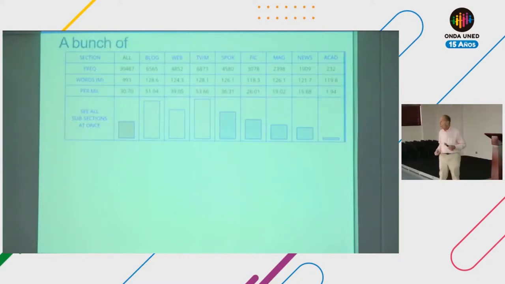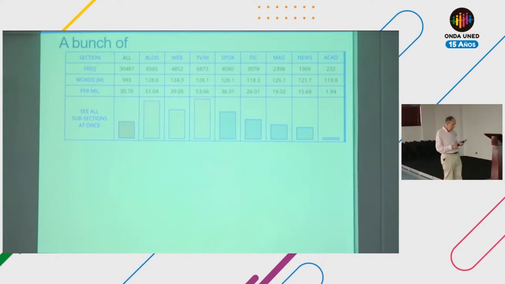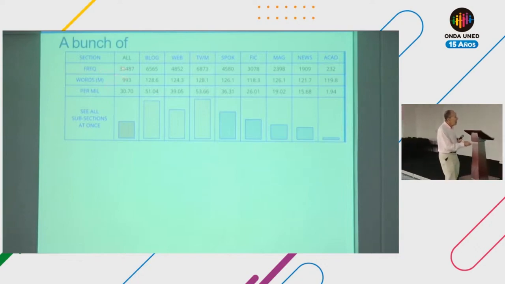And this tells you what kind of language "a bunch of" is. And what it tells us is that up here, here's the frequency, 30,000 times it occurs in the corpus. Now, these charts tell us what part of the corpus it occurs in.